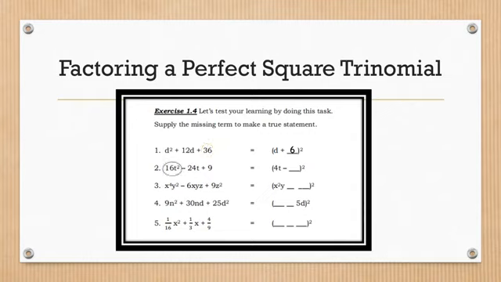Check the first term: 16t squared. What is the square root of 16? 4. What is the square root of t squared? That is t. So, it fits. So, what is your last term? The square root of your last term is 9. Look, class, its sign is minus because your middle term is minus.